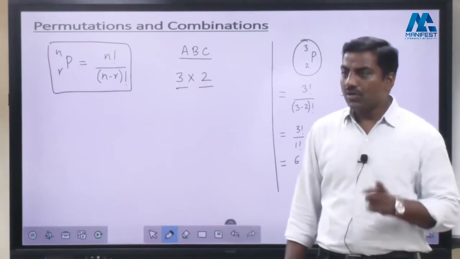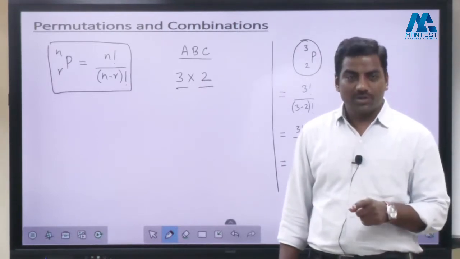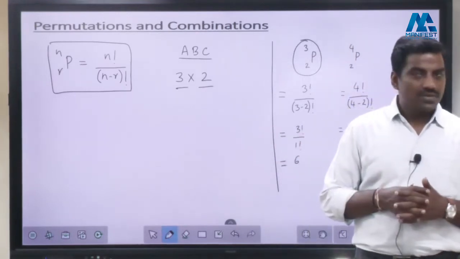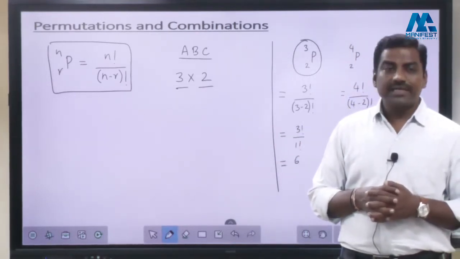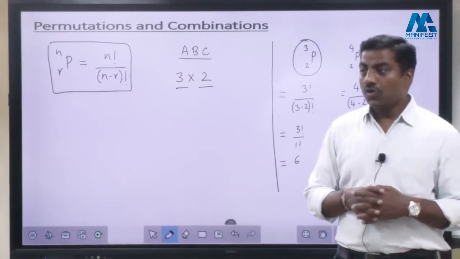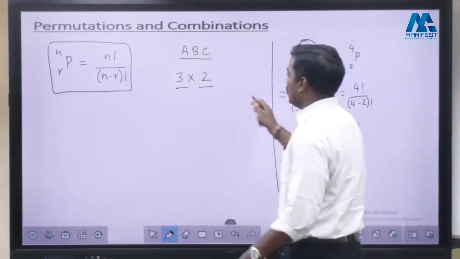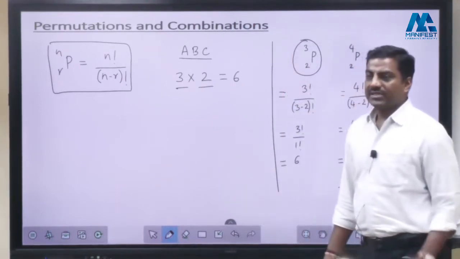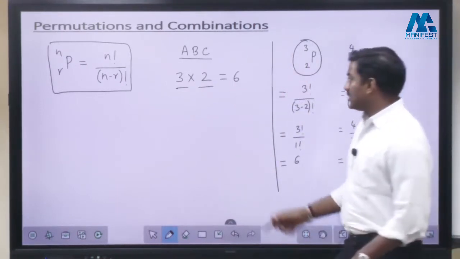Your job is to what? Only to select a captain? No, right? You have to select a vice captain also. Your job will be done only when you select both. Getting my point? Only when you select both. So, how many ways? 3 into 2. How many ways can we select? 6 ways, right?